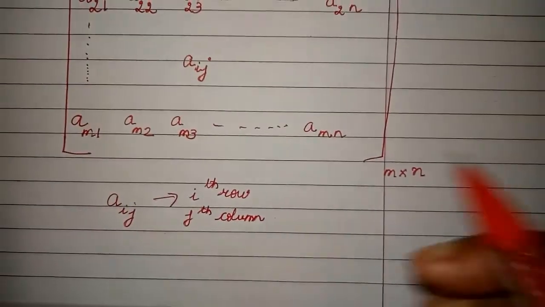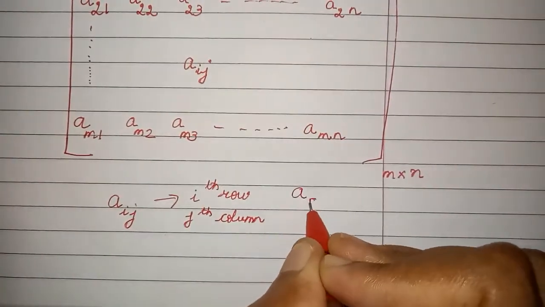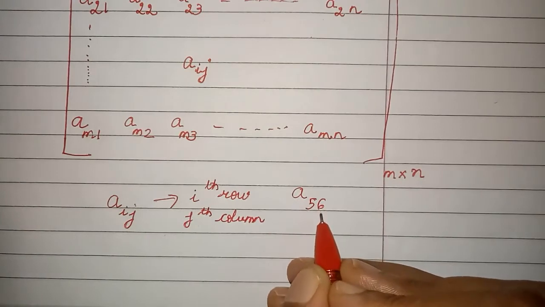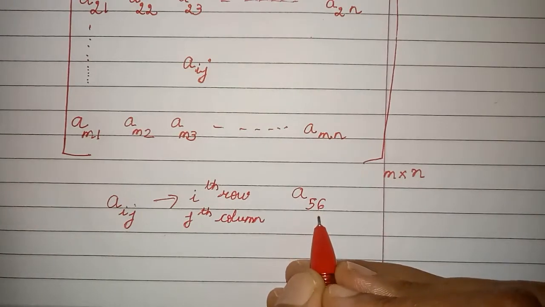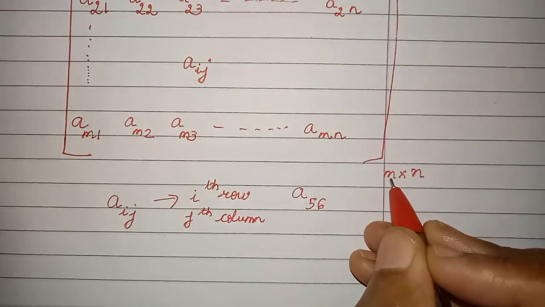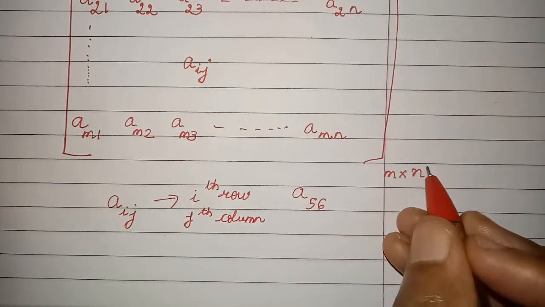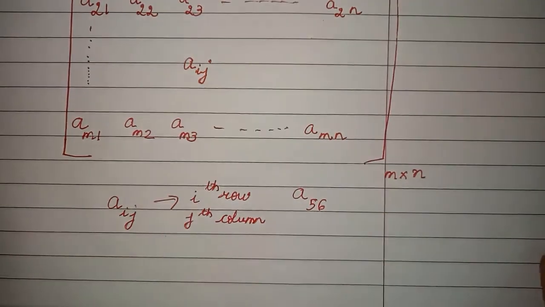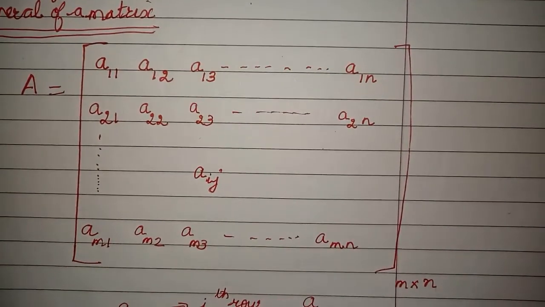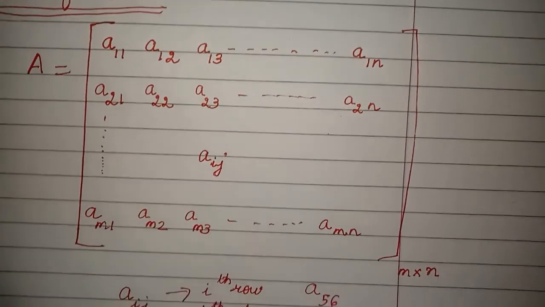Okay, so suppose if someone addresses an element as A56, what will happen? It is in the 5th row, 6th column. Have you understood, right? The size of the row will be m and the size of the column will be n. So this is called the general representation of an m cross n matrix.